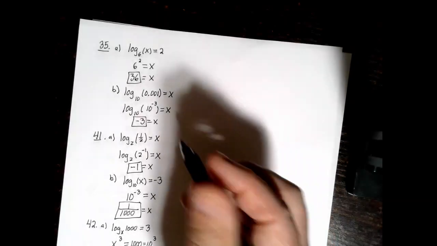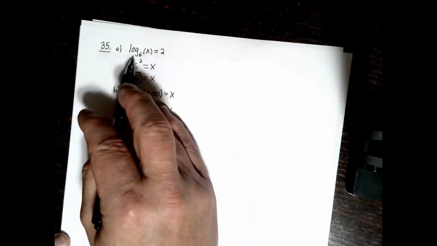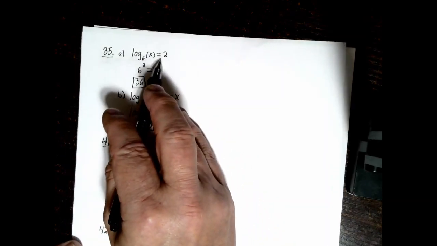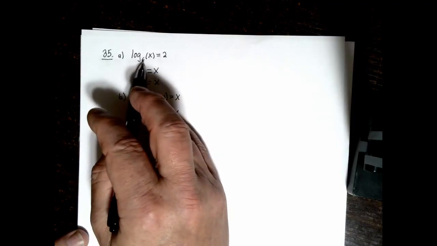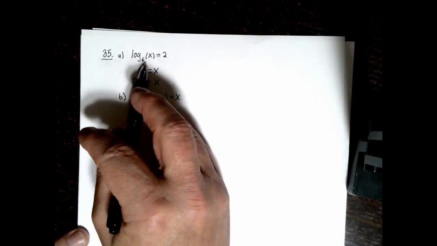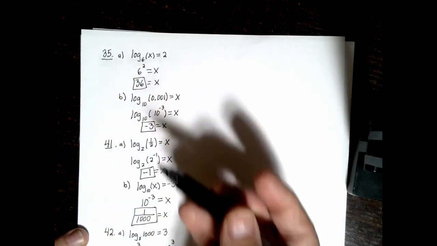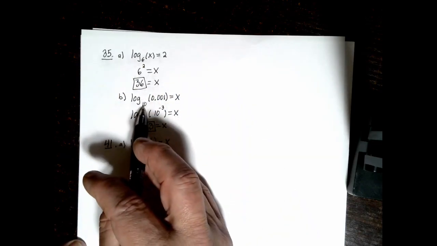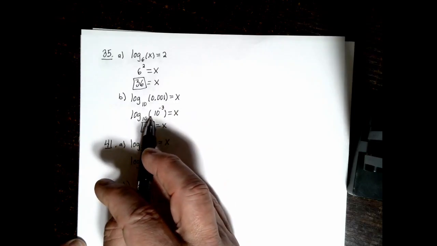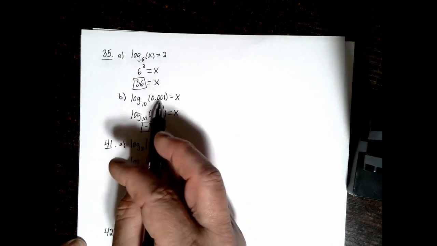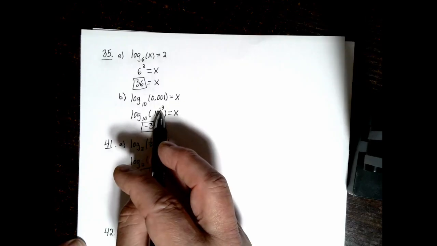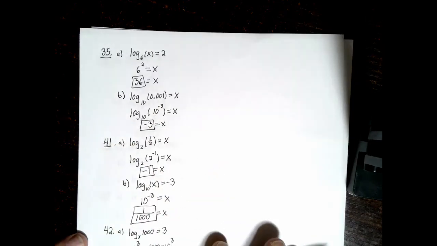Okay, now here they're asking you to find the answer for x. So looking at this logarithm, it's not obvious at all what the answer is, but if you rewrite it using exponents, you can figure it out. 6 raised to the 2 equals x, so x has to be 36. 10 raised to the x equals 0.01, but actually you can just write 0.01 as 10 to the negative 3, so your answer has to be negative 3.